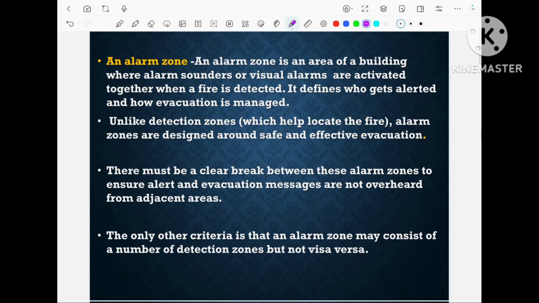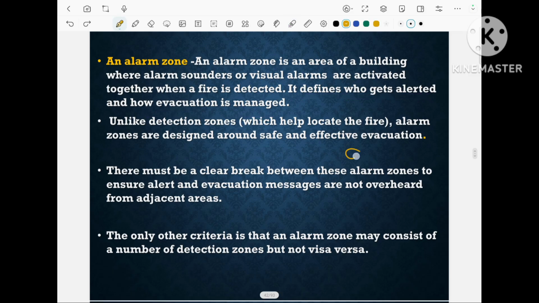Now let us first understand what an alarm zone is. An alarm zone is an area of a building where the sounders and the visual alarms get activated together when there is a detection of fire. It defines who gets alerted and how the evacuation is managed. Let me explain what it means.